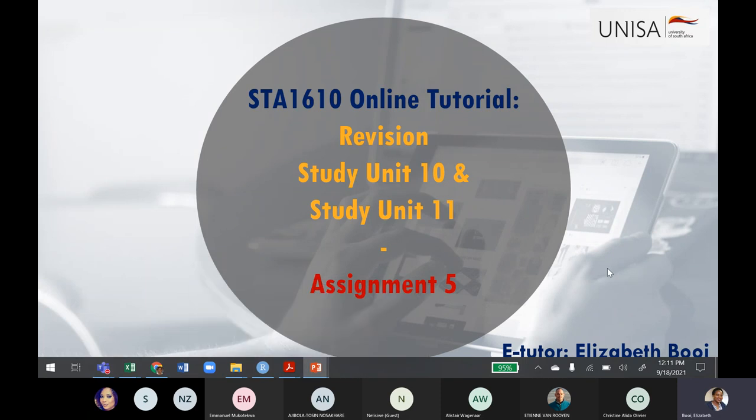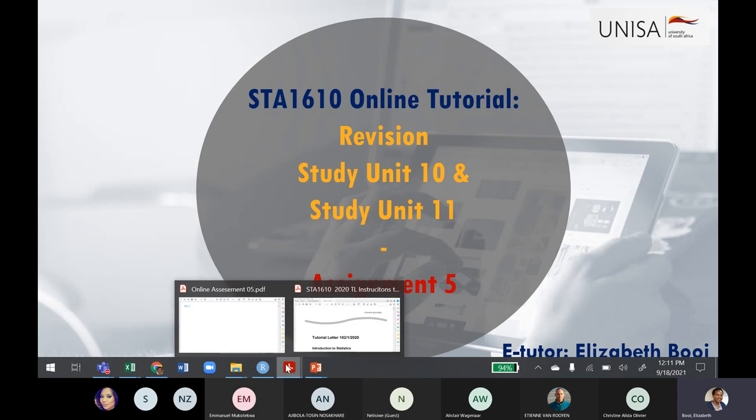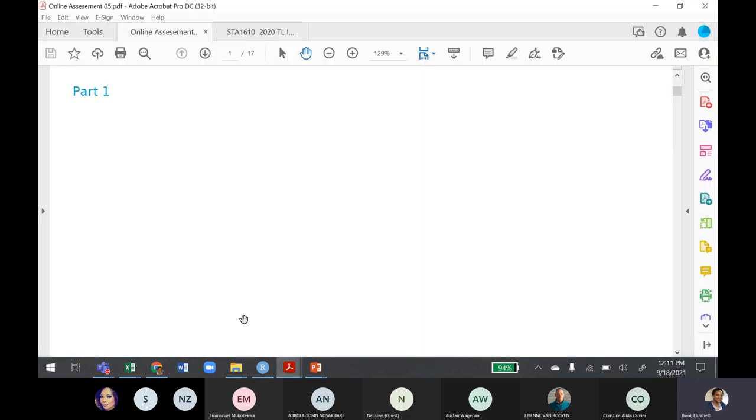Okay, welcome to your revision session. Today we're going to do a revision of study unit 10 and study unit 11 using the assignment 5 exam paper assignment question. So when we talk about study unit 10, we're talking about chi-squared.